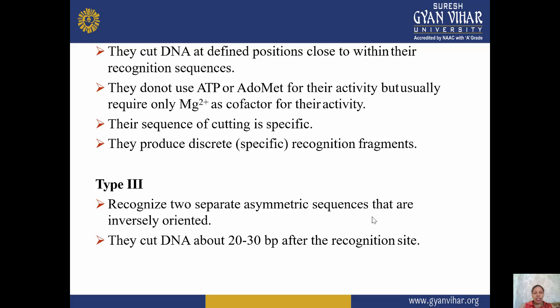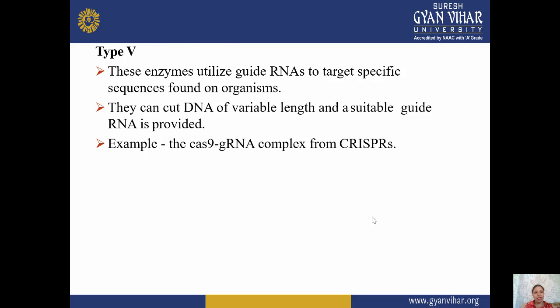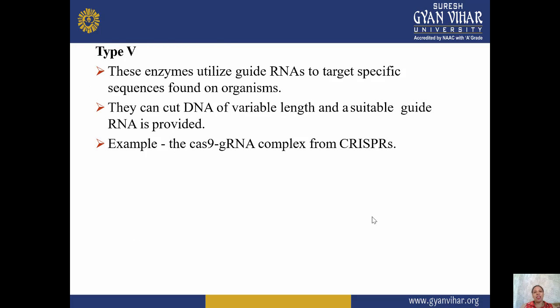Similarly, type 3 recognizes 2 separate asymmetric sequences that are inversely oriented, and cuts the DNA about 20 to 30 bp after the recognition site. It consists of mod and res subunits. Type 4 acts on modified recognition sites, typically methylated DNA, and is exemplified by the other systems. Similarly, type 5 is totally related to RNA.